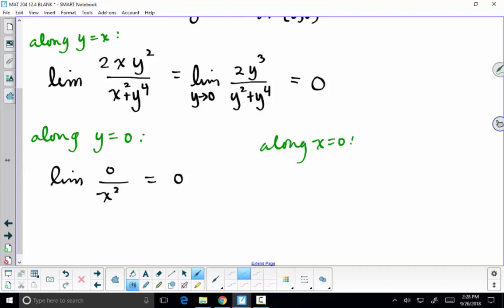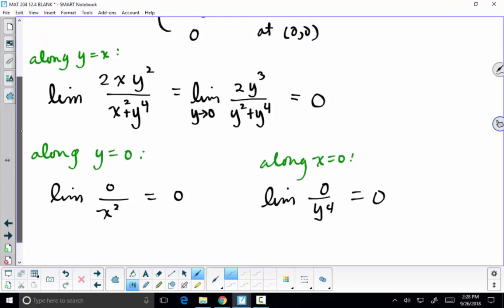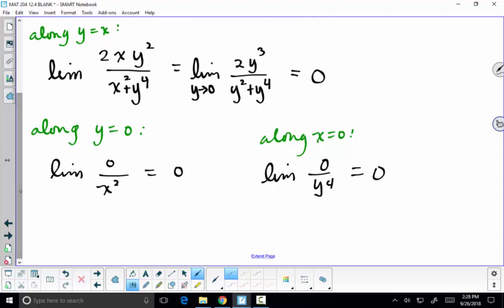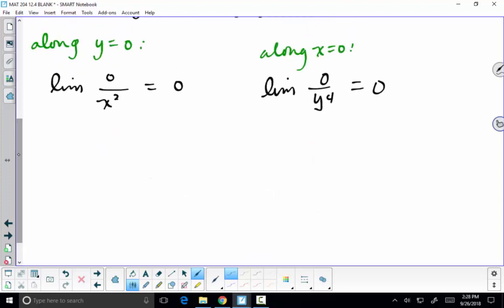Along x equals 0, don't we also get a limit? If x is 0, we get 0 over y to the 4th, so that limit is 0. All right, so we have all these limits where we're getting 0. Now let's try this path.